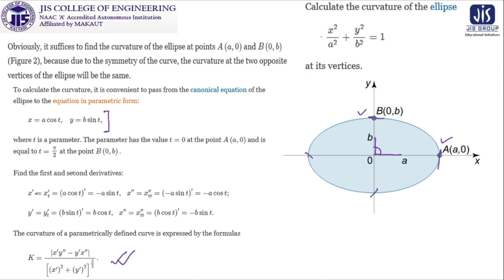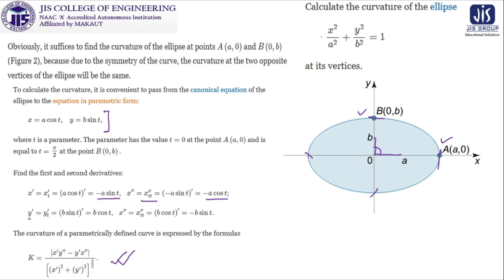We will find out x dash, means differentiation of x with respect to t. So if we differentiate a cos t with respect to t, we will get minus a sin t. Similarly, x double dash means differentiating two times with respect to t, so minus a cos t. Clear?